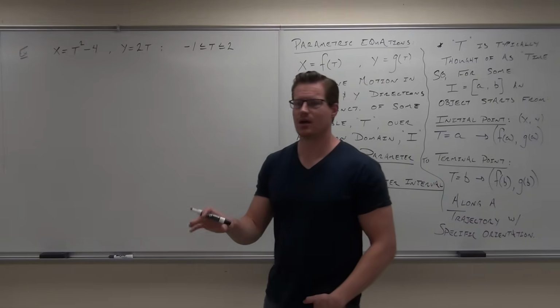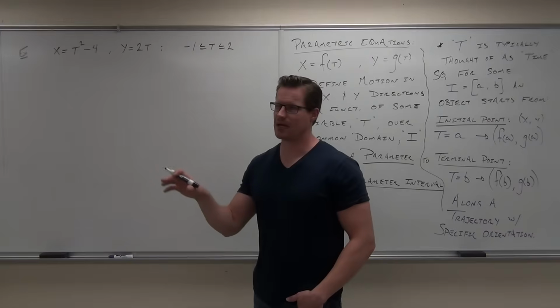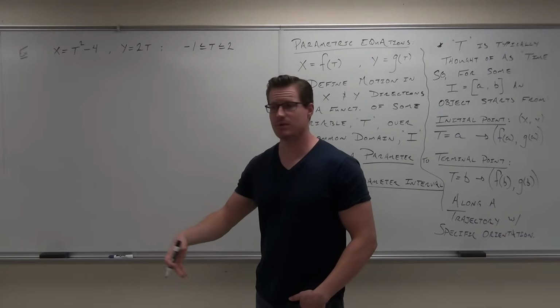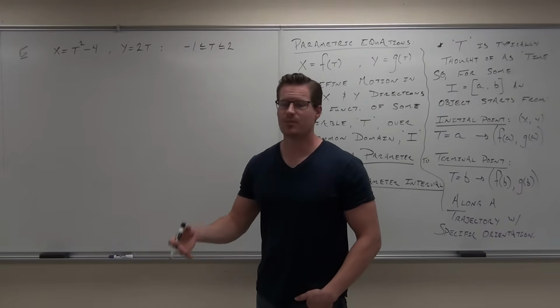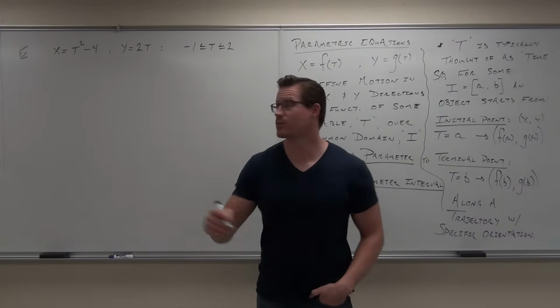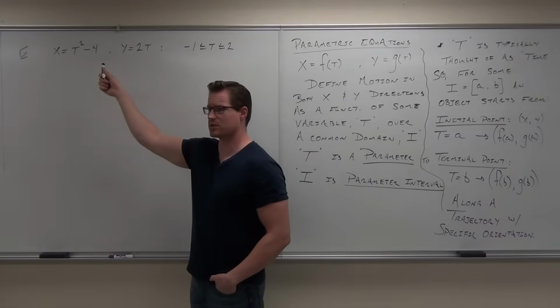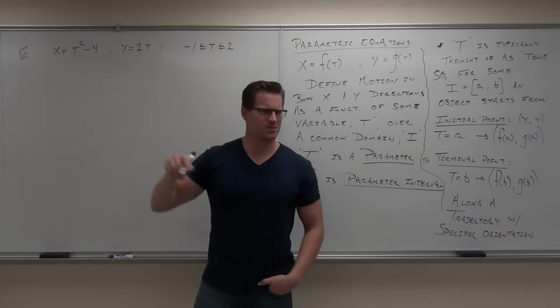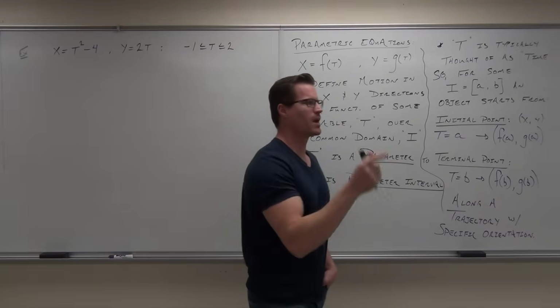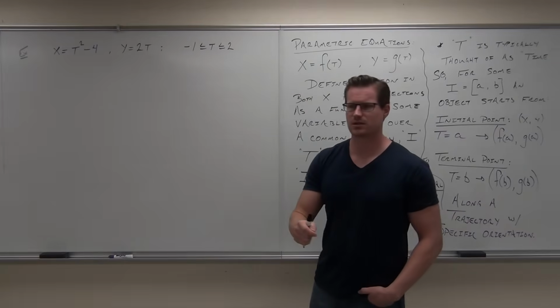It does not have to be t. After the next couple examples, we're going to use theta. It can be something else besides time, okay? But it has to be the same variable for both of these. That makes it parametric with each other. That's an independent variable of t. Make sense so far? Tell me what the parameter interval is, please.